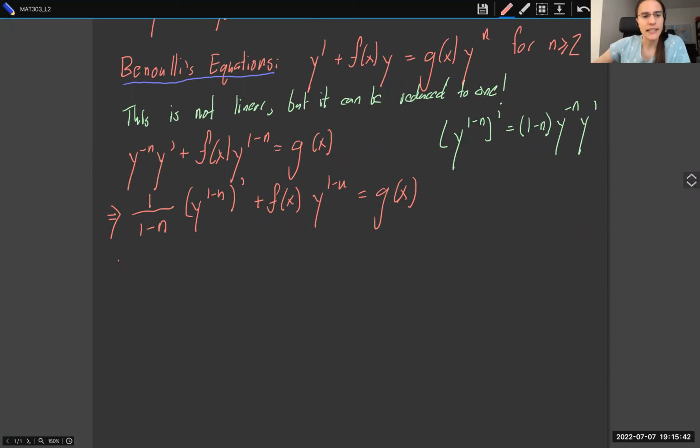I'm going to say, what did I use? I used z, and you can tell that I'm a Canadian because I say zed instead of zee. So let z equal y to the power of 1 minus n, right? So basically, y is some function of x and z is also some function of x. And so we're just going to let z represent this quantity.